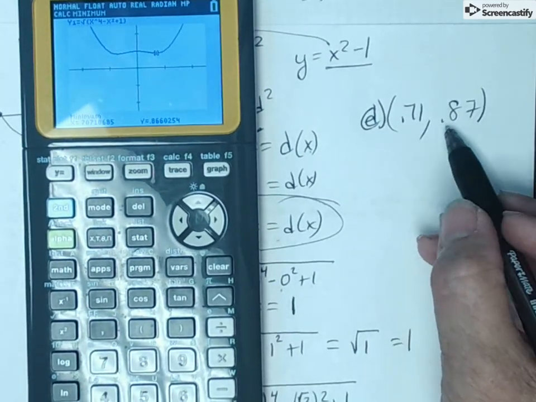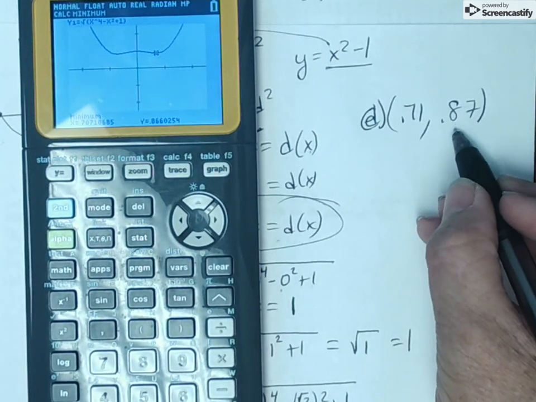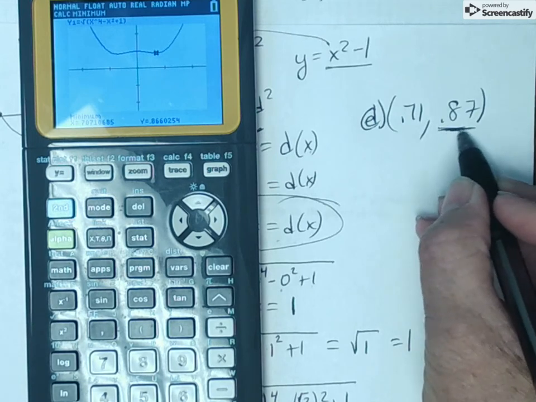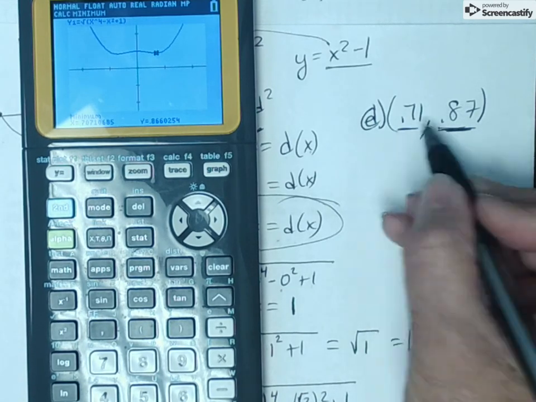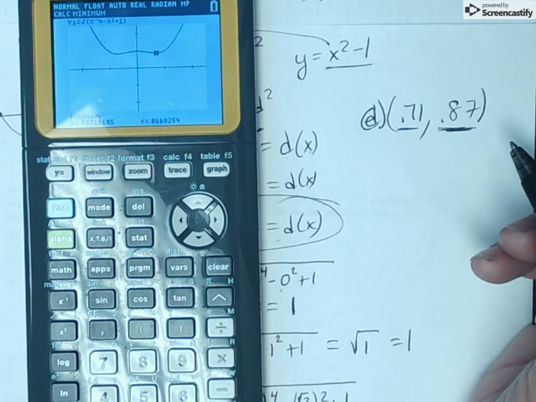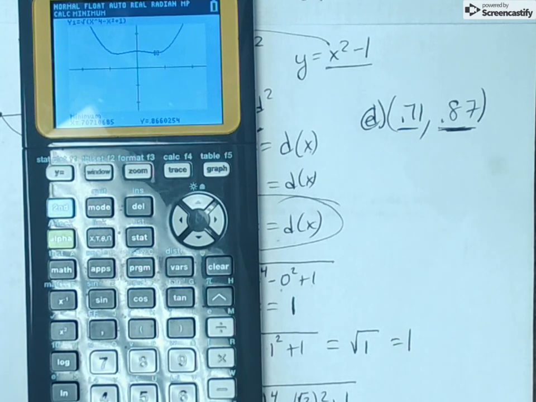So what this says is the closest I can ever be to the origin is 0.87, and that is when the x value is 0.71. Okay? And let's go to another video to do example 2.